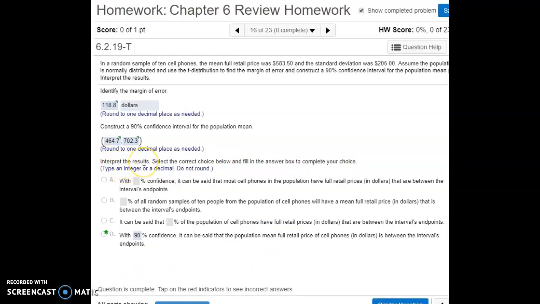And then to interpret the results, what we have is that we are 90% confident that the population mean for the full retail price of a cell phone is in between the endpoints of our confidence interval. The mean price is somewhere between these dollar amounts.